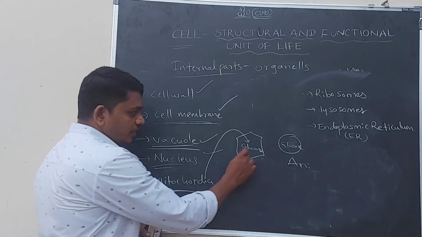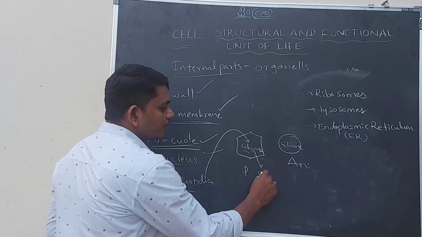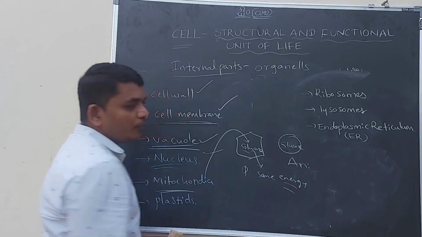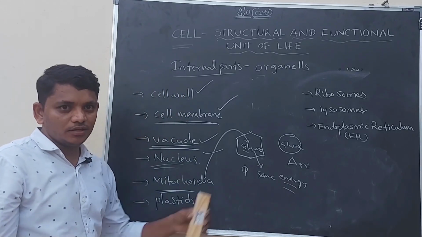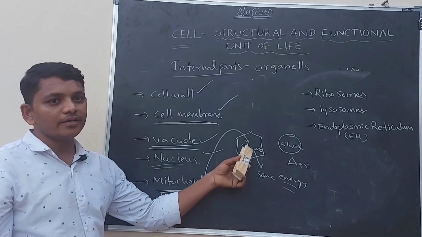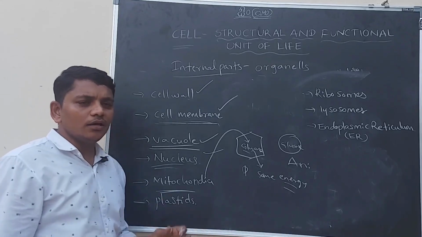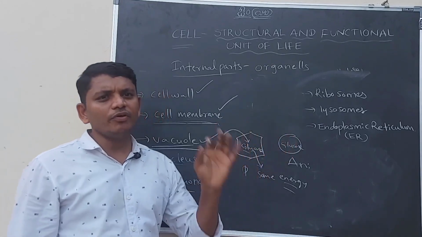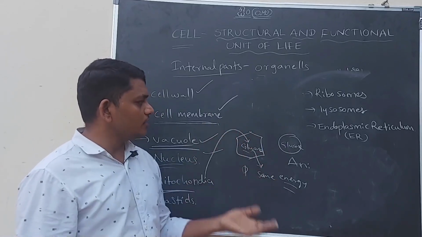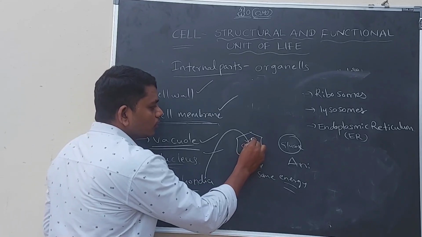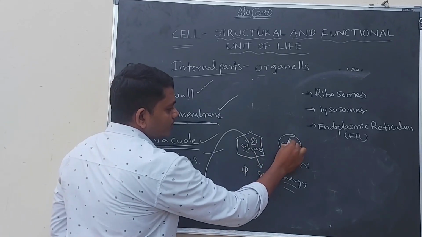While it is oxidizing, it produces some energy. This energy will be used by the entire cell for the cellular activities. Okay, here we have to identify one thing. The energy is coming from the mitochondria, which is present in both plant cells and animal cells.